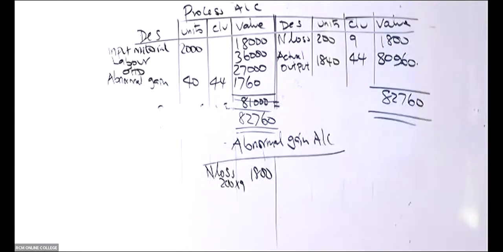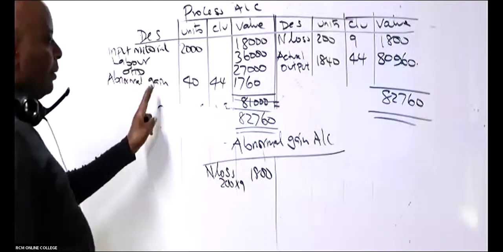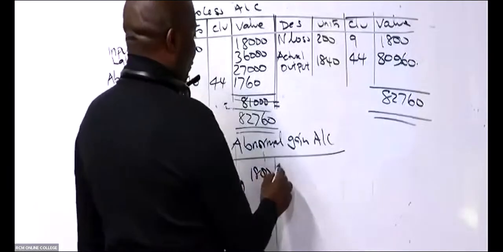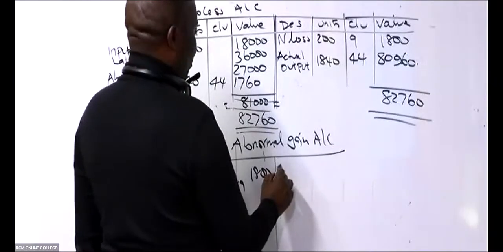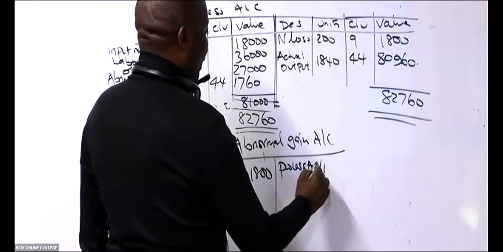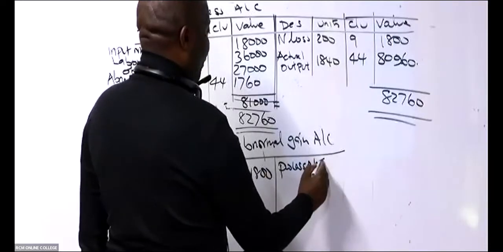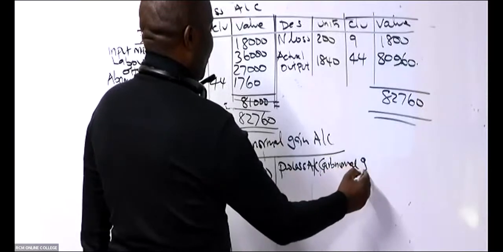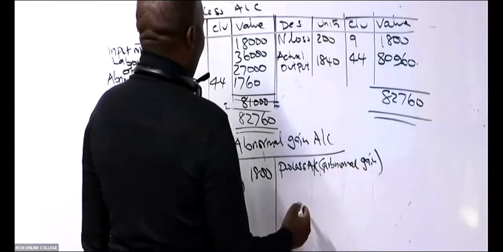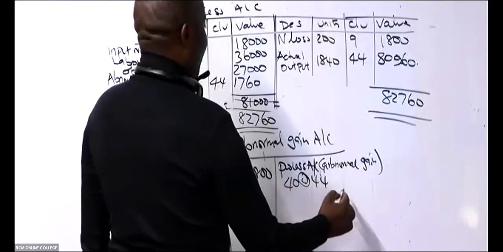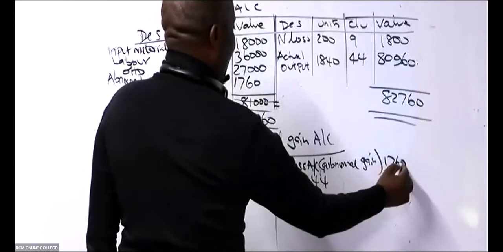And then we have abnormal gain. It's debited here, so it shall be credited. All right. So we have here from the process account, abnormal gain. It is 40 at 44, giving us 1760. Great.